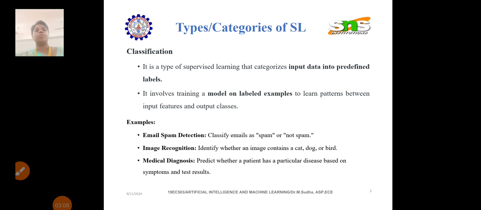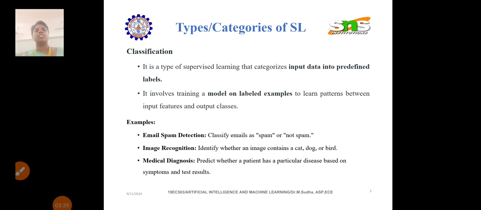Next is image recognition, which identifies whether an image contains a cat, dog, or bird. As we already said in supervised learning, it is predefined label data. If we assign the labels that this is a cat, this is a dog and this is a bird, then as per that the system will identify and predict, the dataset will be compared, and then the output will be displayed.